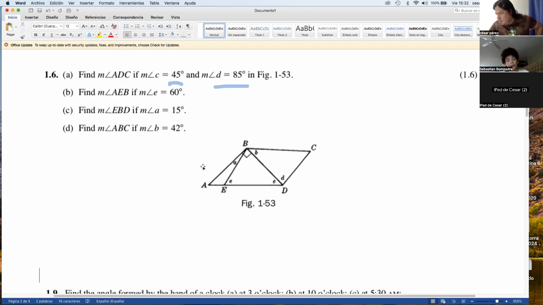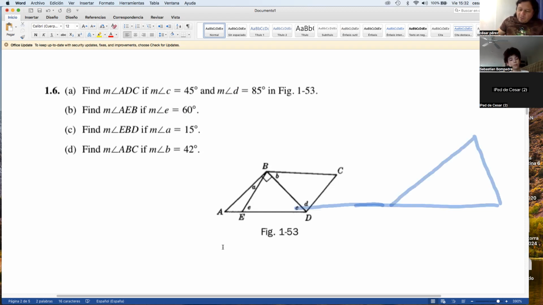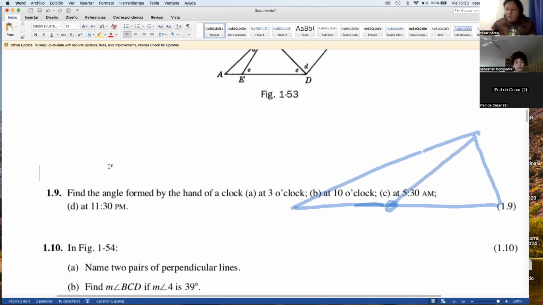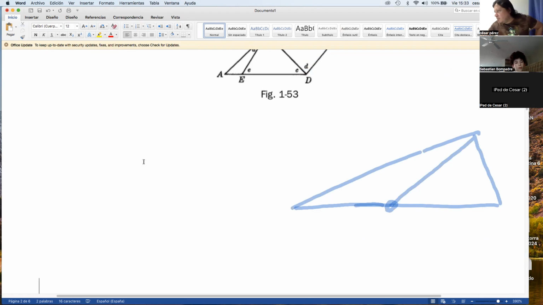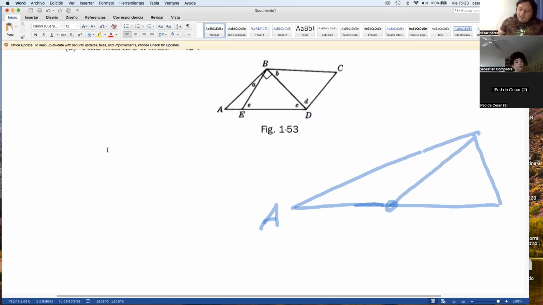Why does it say ADC? Sometimes, for example, we have a figure like this. You mean why we have three letters? Yes. For example, if I have this figure, which one is angle B? Is this one, or is this one, or maybe this one?